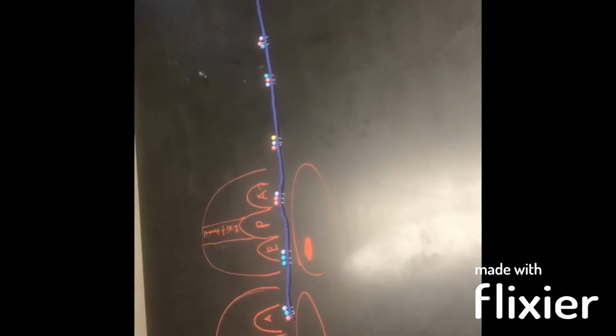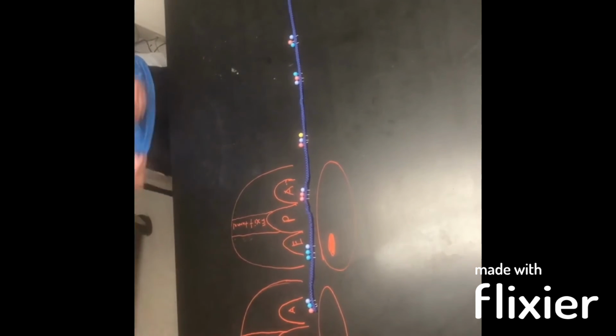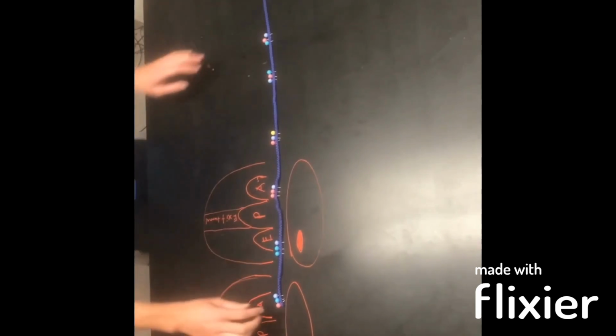Polyribosomes, or a chain of multiple ribosomes, are able to read the same strand of mRNA to produce multiple of the same proteins at the same time.